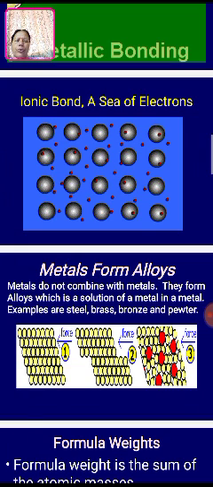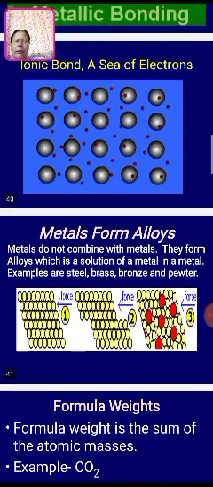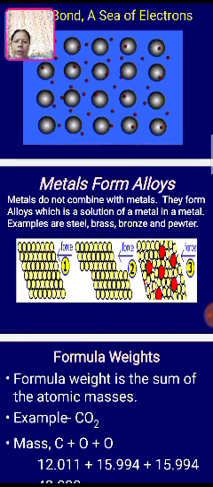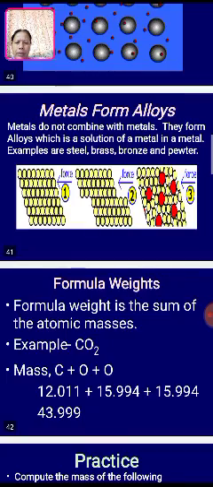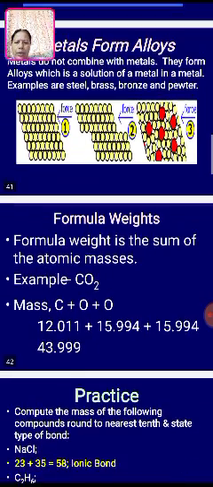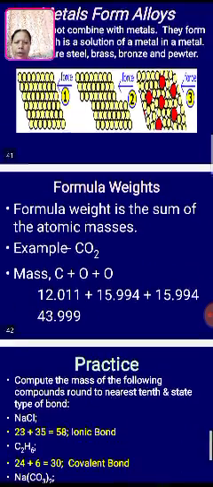Here is a sheet which is formed by the metals. Metals form alloys. Metals do not combine with metals, they form alloys, which is a solution of a metal in a metal. Examples are steel, brass, bronze and pewter. The formula weight. The formula weight is the sum of the atomic masses. Example: carbon dioxide, carbon plus 2 oxygen, giving 43.99.